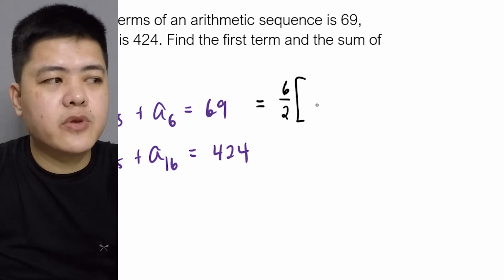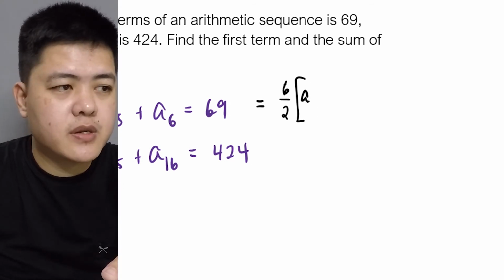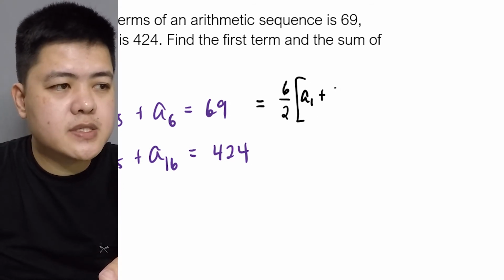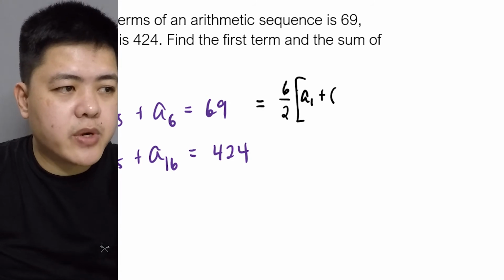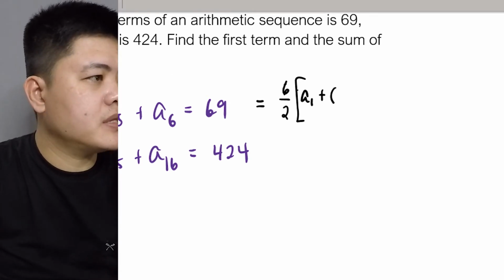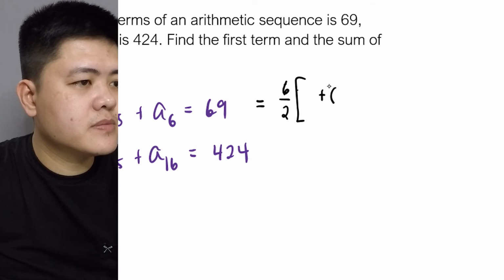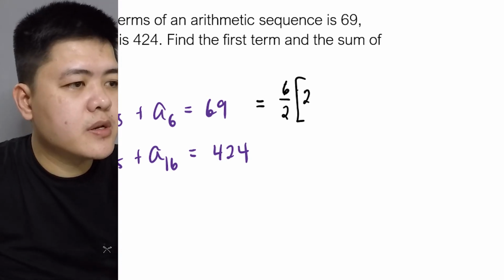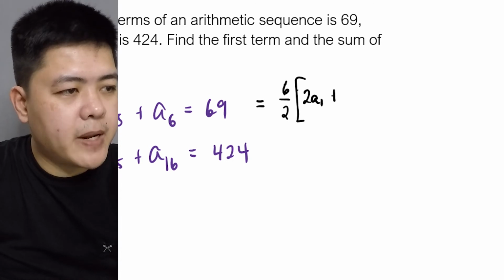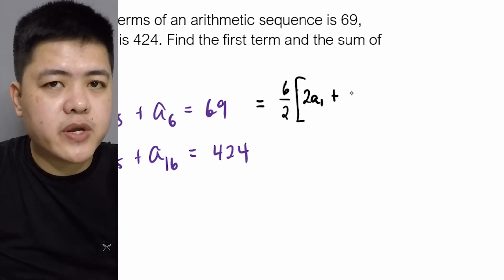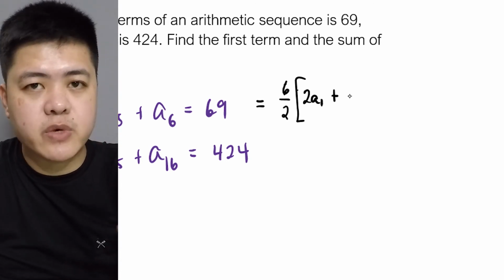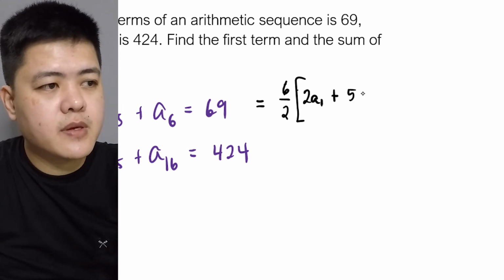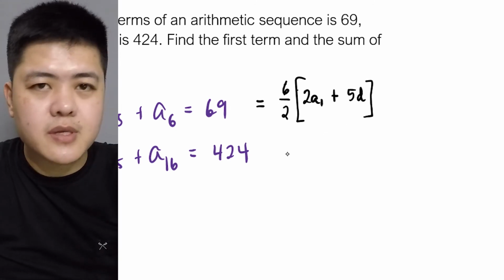Times your first term is a sub 1 plus, dalawa pala, 2a sub 1, no? 2a sub 1. So, let me erase this muna. 2a sub 1 plus n minus 1. There is 6 times 6 minus 1. That's 5d plus 5d. Tama?